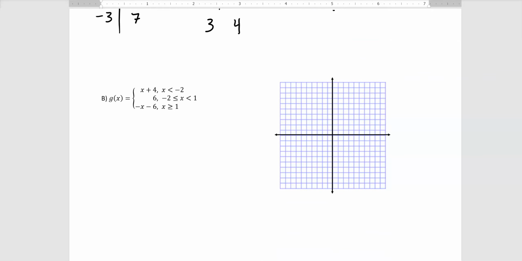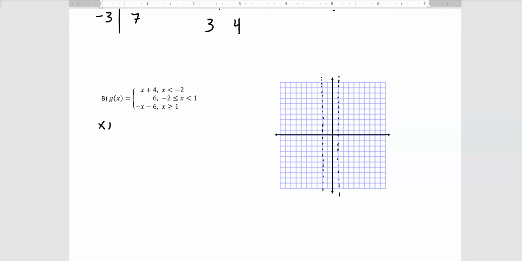All right, looking at letter B, I have x plus 4 when x is less than -2, 6 when it's between -2 and 1, -x minus 6 when it's greater than 1. So I'm going to start with my subdomains. I have a subdomain split at -2, so I'm going to put a dashed line there, and a subdomain split at 1, I'm going to put a dashed line there. Now let's make some tables of points.